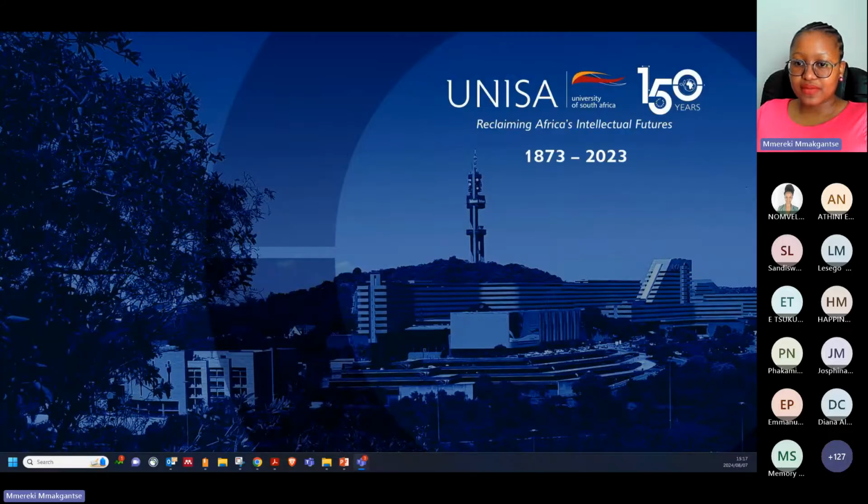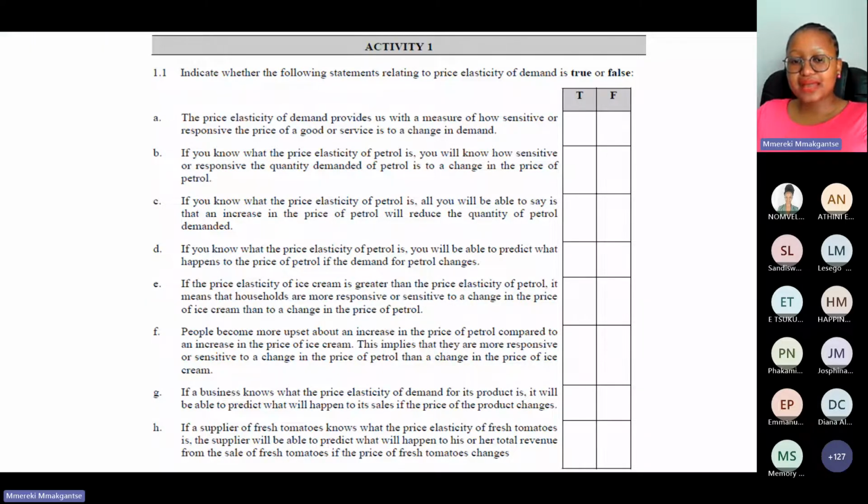Okay, I'm getting mostly false. Guys, it's not a guessing thing, my friends, ne? I want you to pass. I hope you really understand. So yes, it is false. If you know the value of price elasticity of petrol, you need to be able to say by how much the quantity demanded will change in relation to the given change in price. You already know from the law of demand that an increase in price reduces quantity demanded.